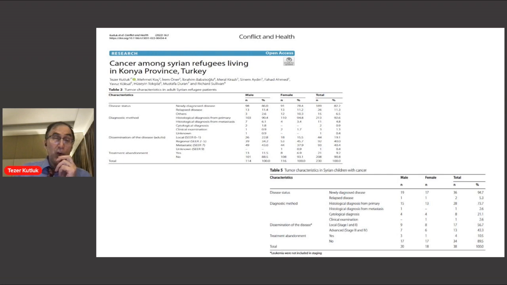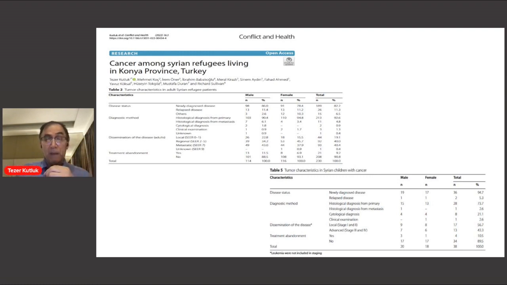So basically, treatment abandonment was around 10%, both in adult and children's populations. Advanced, metastatic disease was seen in 40% of the adults and 43% of the children with cancer, and the survival rate was 37% in the adult population and 70% for children with cancer. So 70% survival rate for children with cancer is quite acceptable, because our national estimate of overall childhood cancer survival in Turkish children is around 70%. But the survival rate in the adult population is less than the Turkish population, which is around 50-55% in Turkey at the moment.